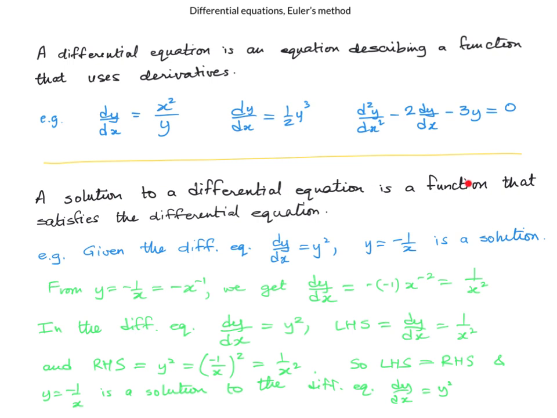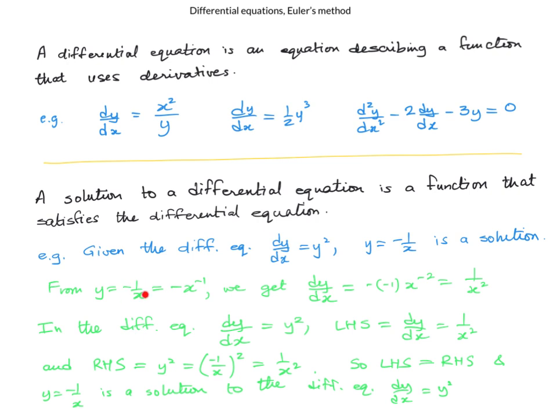Now, a solution to a differential equation is a function that satisfies the differential equation. So, for example, if I give you the differential equation dy over dx equals y squared, that's a differential equation. It's an equation describing the function y using a derivative. Then my claim is that y equals -1 over x is a solution to this differential equation. What I mean by that, if I plugged in y equals -1 over x here and here, in other words, if I took its derivative first, figure out what that is, and then I plugged it in over here and then squared it, those should be the same.